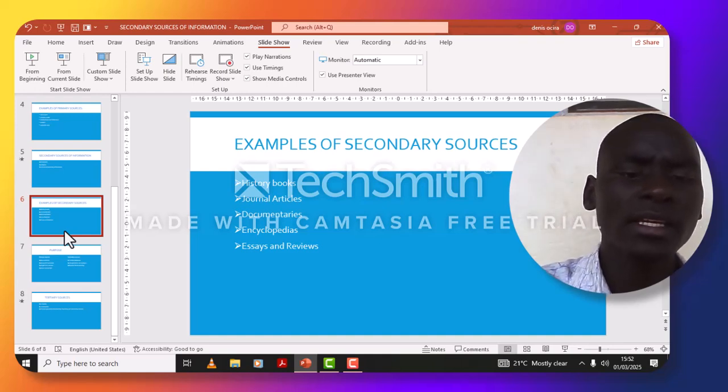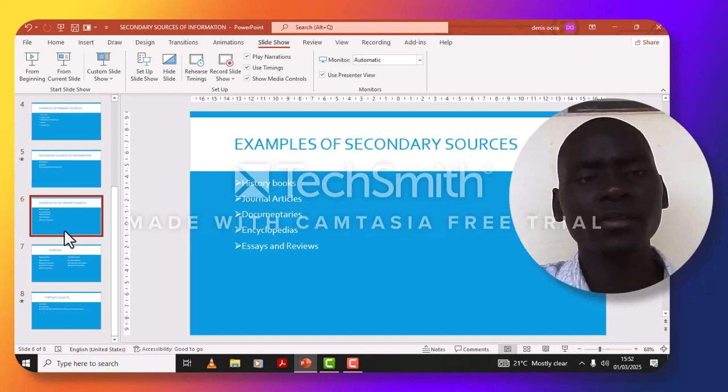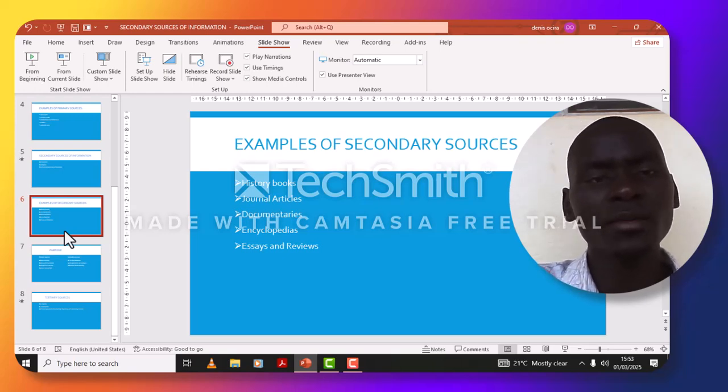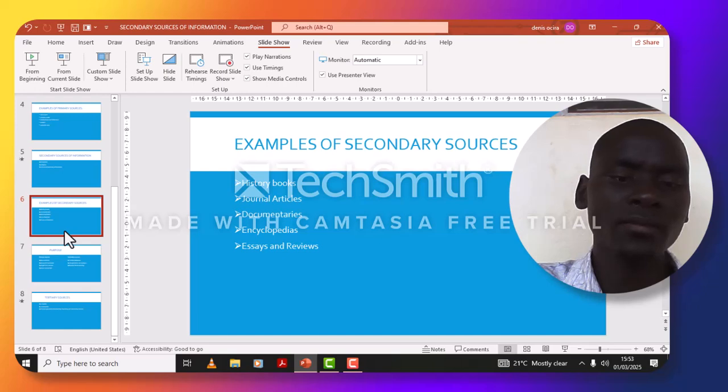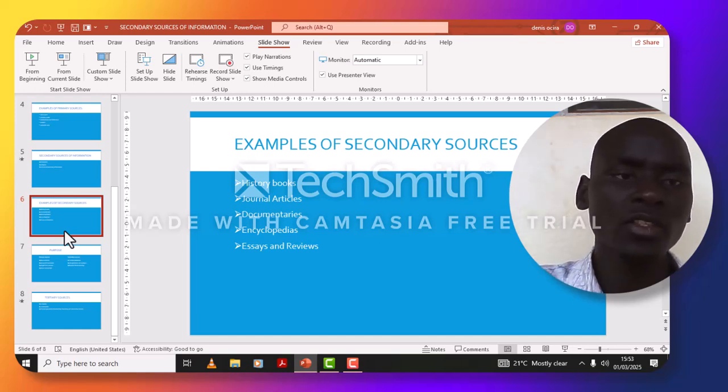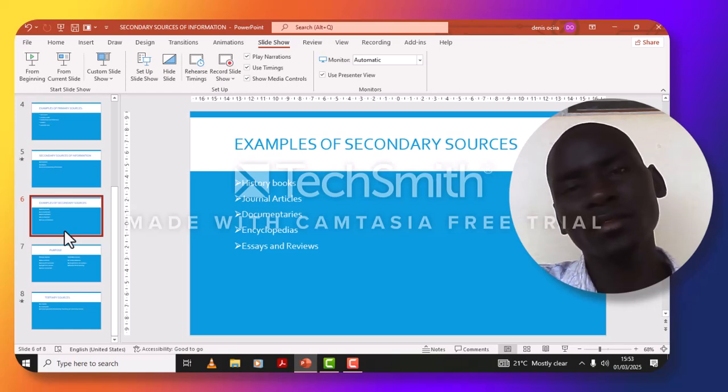The second characteristic is that they are evaluative. They are evaluative in a way that they offer opinions or assessments based on evidence that may be brought out by the primary sources. Secondary sources summarize this information, often to explain a concept in the primary sources of information. That is basically the secondary source of information.